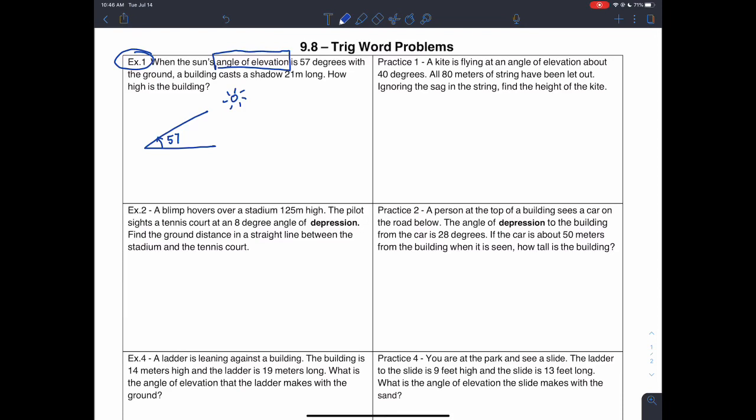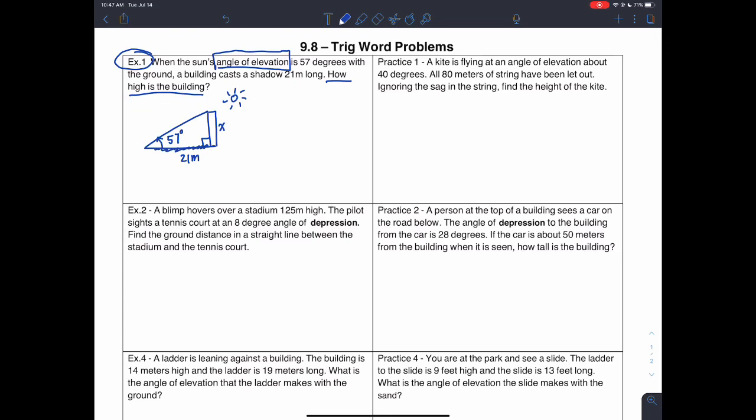And the building casts a shadow 21 meters long. So remember, when you're outside and the sun casts a shadow, the shadow is behind you. So the building shadow is over here. And we know this building shadow is 21 meters. Okay, we want to know how high the building is, which means we want to know its height. Now from here, we have a right triangle, and we just have to label our sides.